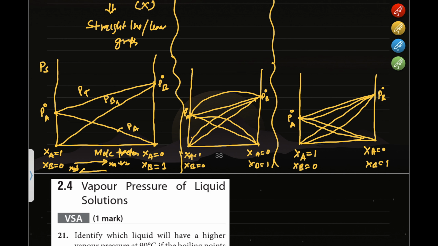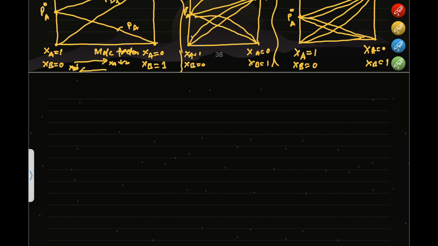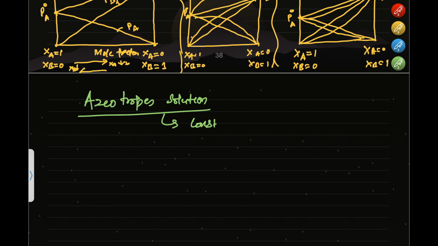Now we move on to azeotrope mixtures. What is an azeotrope mixture? Azeotrope solution is also called a constant boiling point solution or constant composition solution.